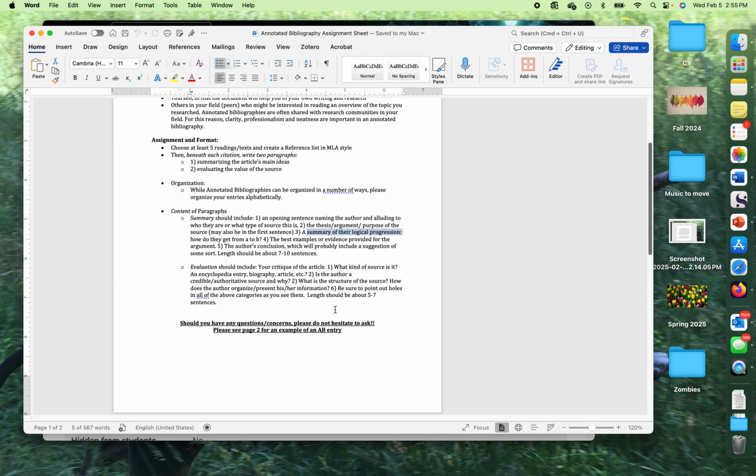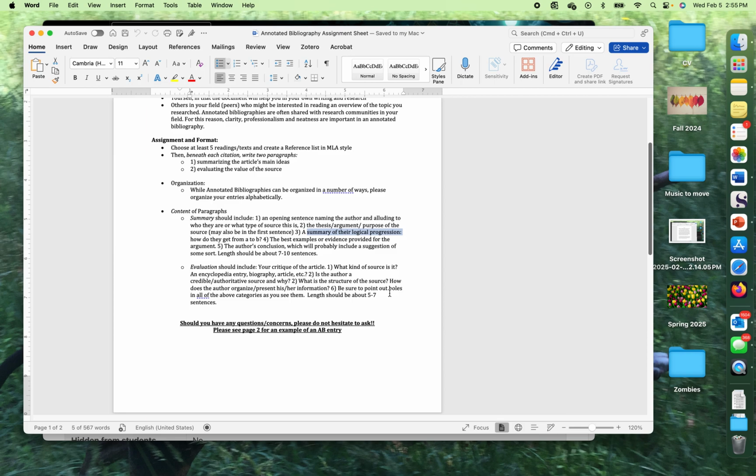Your evaluation should include your critique of the article, meaning what kind of source is it? If you say that in the earlier paragraph, you don't have to put that here. Is this author credible? Is this author credible because they have done the preeminent seminal work in the area of this study, or is this author credible because it is a primary source and they are writing about their own experience witnessing something, or that kind of thing?